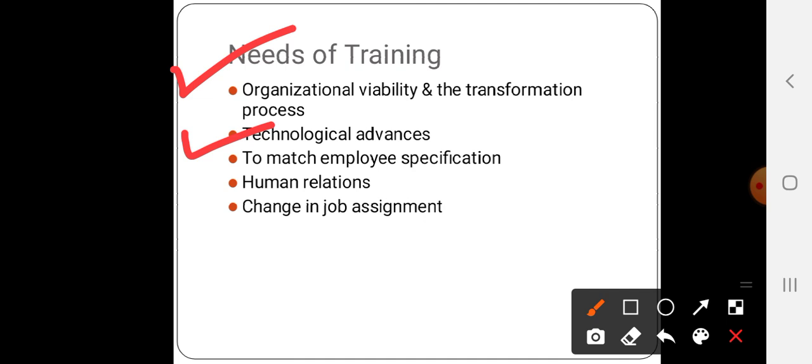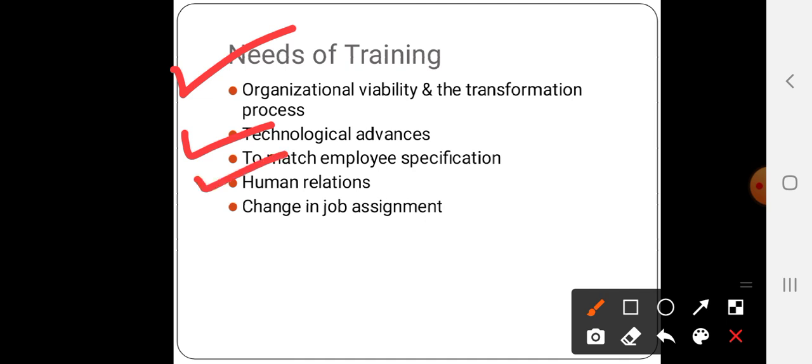If there is any advancement in technologies, they have to adopt a new technology, and they should give training to the employees as well, because at the end, if you purchased any new machinery or any new technology at your place, that should be handled by the employees who are working. So those employees need to be given proper training. Okay, next is to match employee specification.